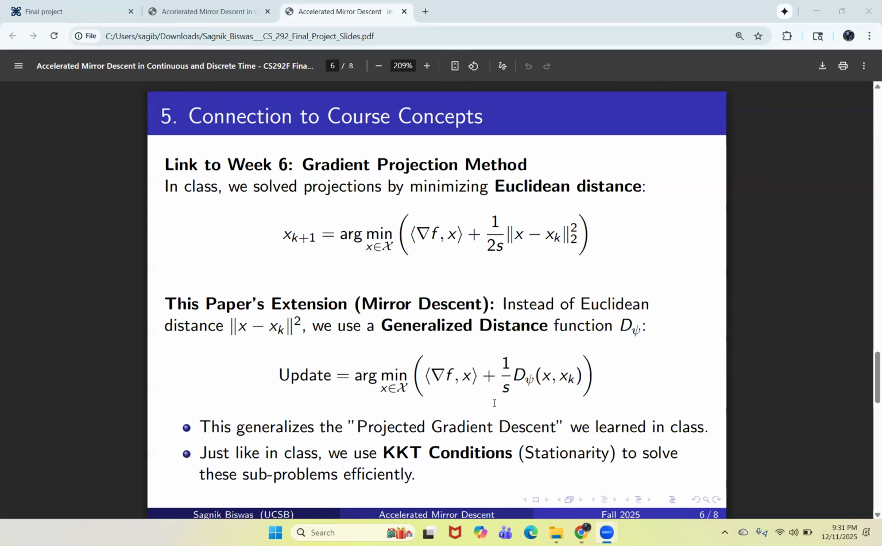But the paper is actually generalizing that concept. The mirror step is simply a projection where we replace the Euclidean norm with a generalized distance function, such as the Bregman divergence. And just like in class, the authors are also using KKT stationary conditions to solve these subproblems very efficiently. All in all, mirror descent is really just projected gradient descent adapted for curved geometry.